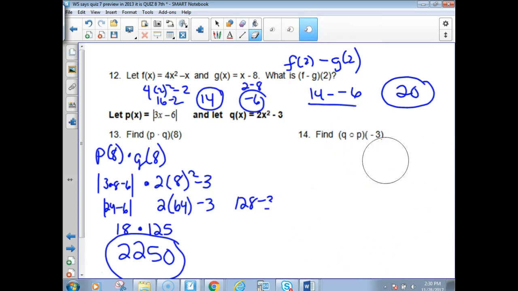Okay. What's it mean to do? When you see the open hole thing, just take and put parentheses around here. I hope you guys did your book assignments. The practice was there. Put negative 3 into the P function.